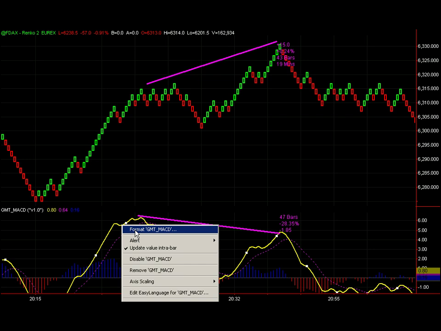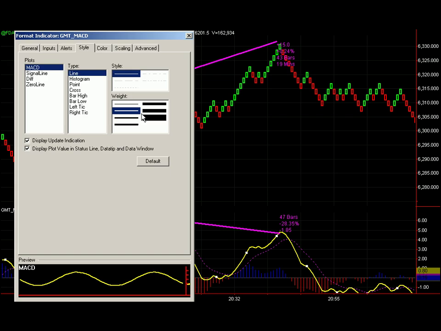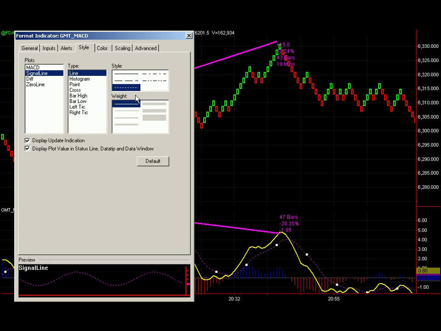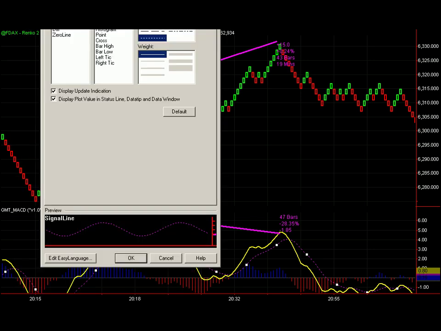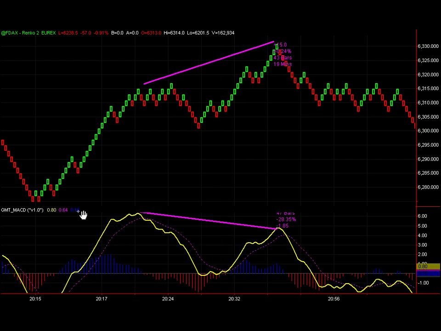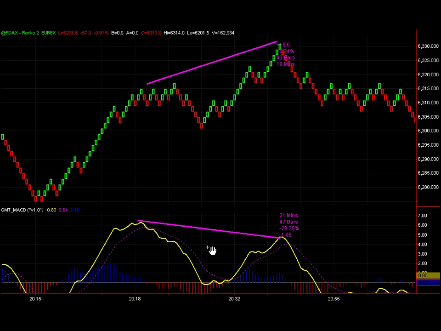I did that by going to format GMT MACD, and I changed the thickness there in style. The other thing I've changed is the signal line, which is the 9 period. I've changed that from a solid line to a broken line so it stands out a little bit more. And one other subtle change, I've made the MACD almost a third of the chart, because I want to see price and the MACD.